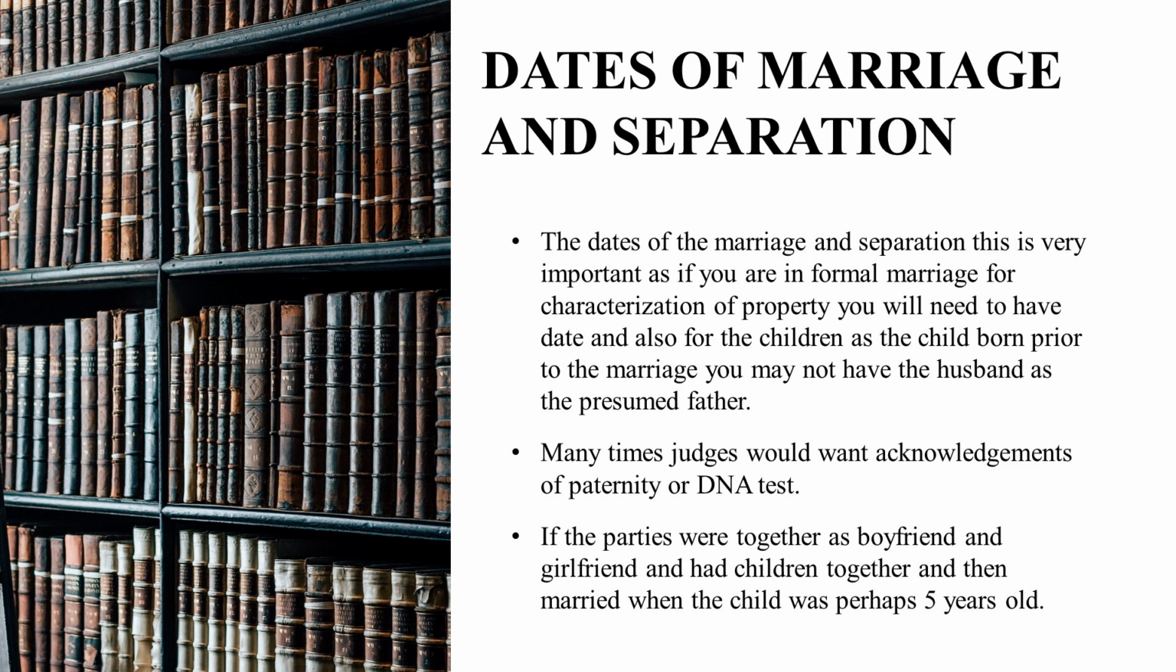The dates of the marriage and separation are very important, as if you are alleging an informal marriage, a common law marriage, a putative marriage, and then for characterization of property, you'll need to have a date. And also for the children, as for a child born prior to the marriage, you may not have the husband as a presumed father. Many times judges will want acknowledgments of paternity or DNA tests if the parties were together as boyfriend and girlfriend and had children together, and then married when the child was perhaps 4 or 5 years old.